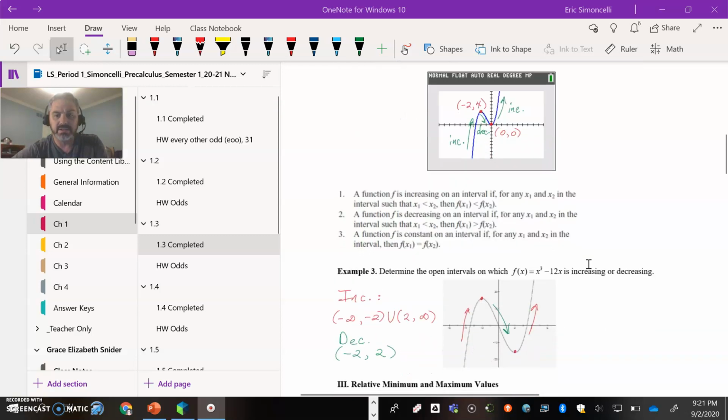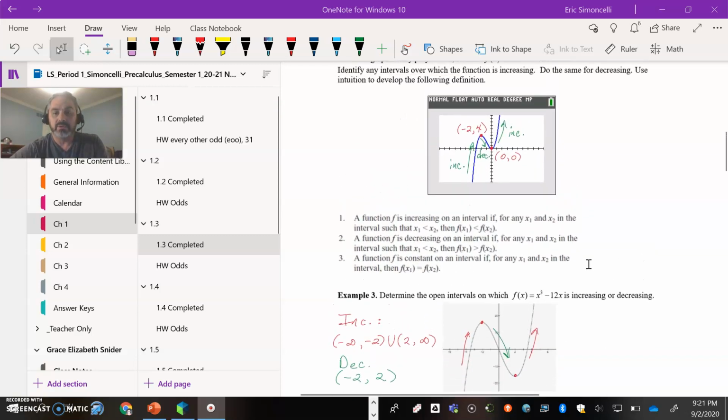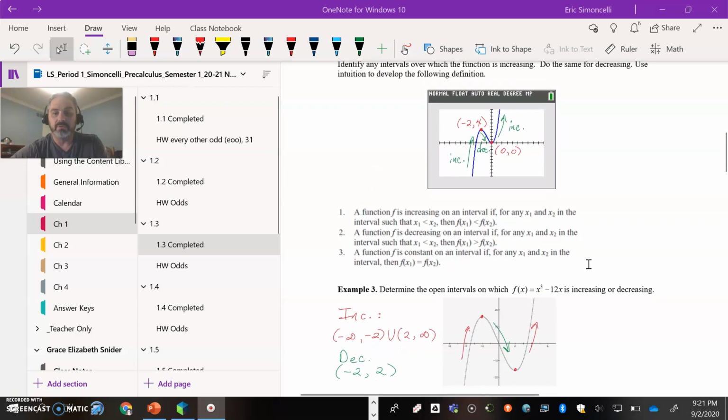Moving on here, example 3. This is going to ask you to determine the open intervals on which this cubic function is increasing or decreasing. So we get more specific in identifying the actual notation, interval notation more specifically, of increasing and decreasing. I identified my relative max here at -2 for the x and here at +2 for the x. I didn't actually note the y value. I don't need the y value at all when I write my answer for increasing, or decreasing for that matter.